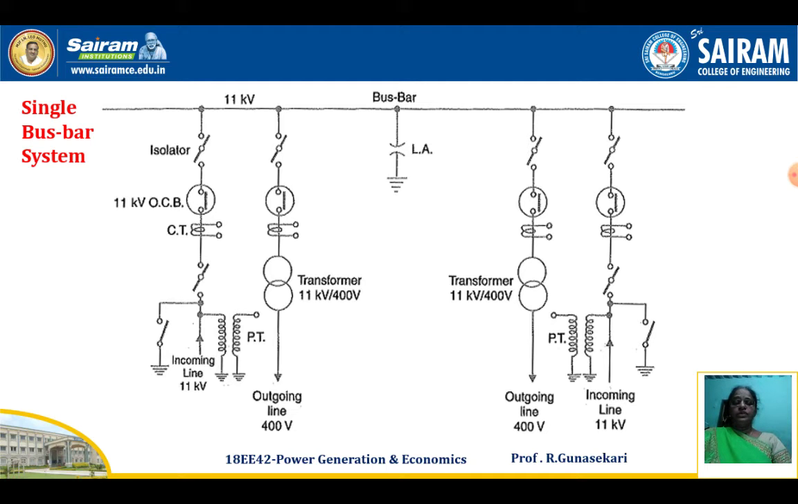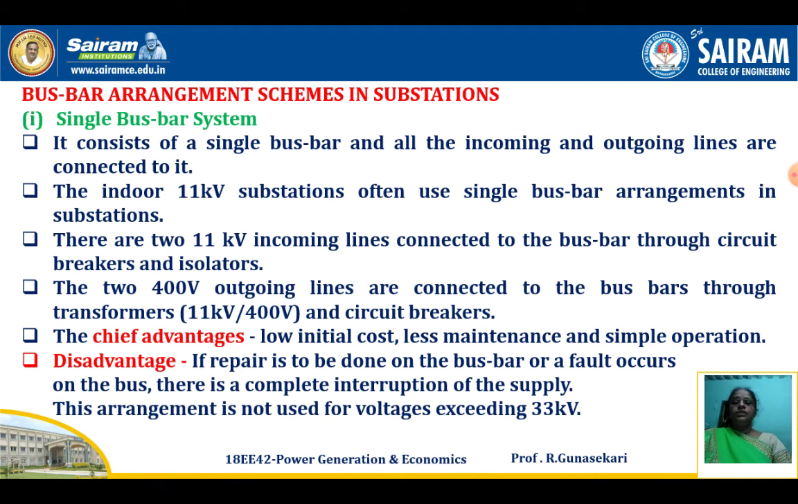How to arrange it and all. This is the layout diagram. Isolator is there. You should know all the symbols, and based on that you have to draw the layout of the single bus bar system. Now, single bus bar system means what? It consists of a single bus bar only. That's why it is named the single bus bar system. All the incoming and outgoing lines are connected to it.